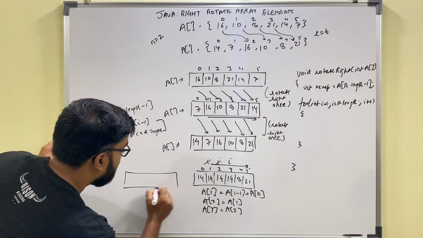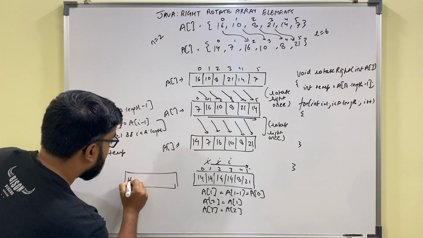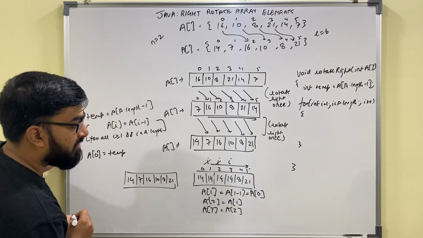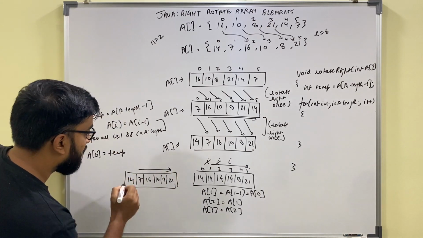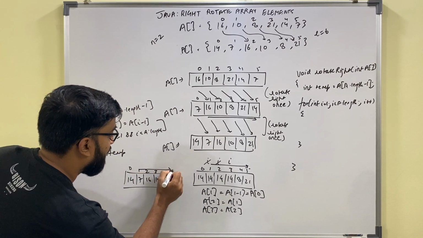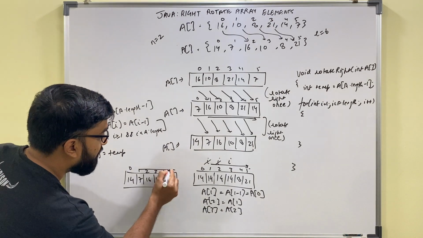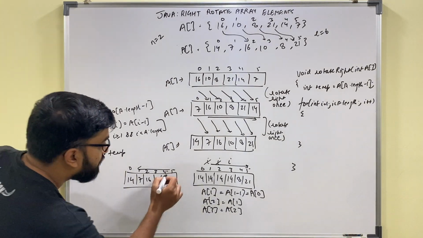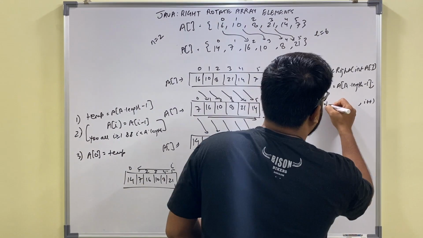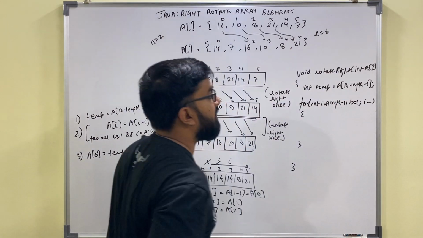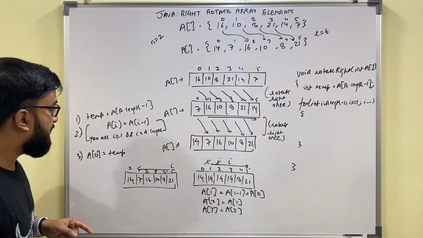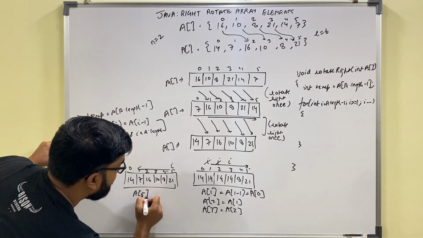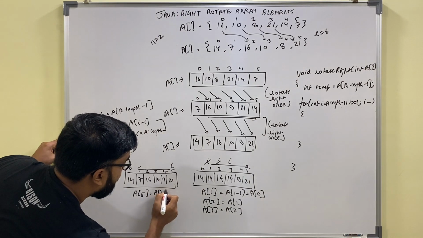Now, if you do this same thing, I had 14, 7, 16, 10, 8, 21, and I have to cover these indices: 0, 1, 2, 3, 4, and 5. So I traverse from 5 to 1 and I do a[i] = a[i-1]. I'll start with a.length, i greater than or equal to 1, i--. And then I do this. So i starts here. I do a[5] = a[4].